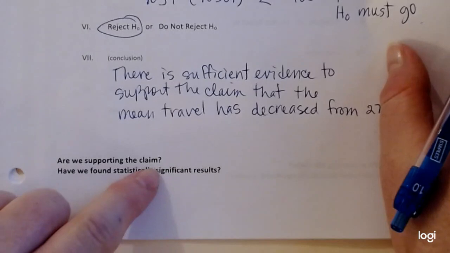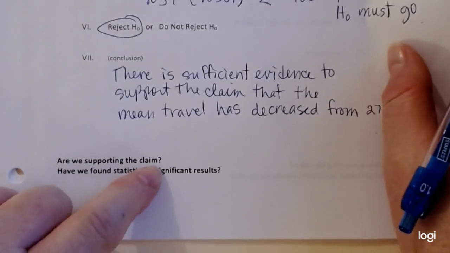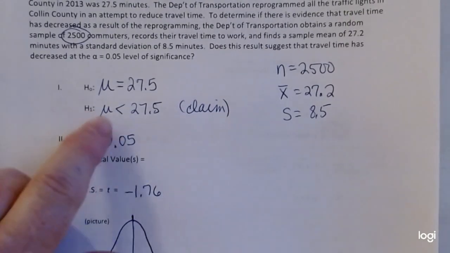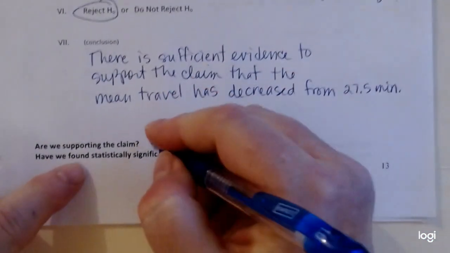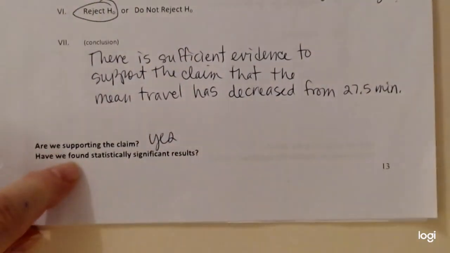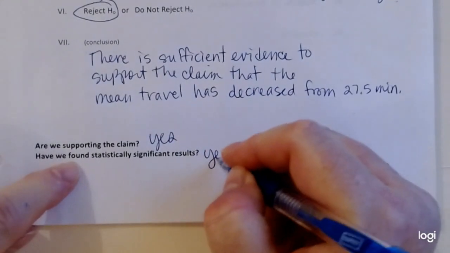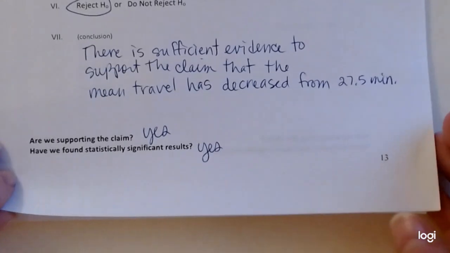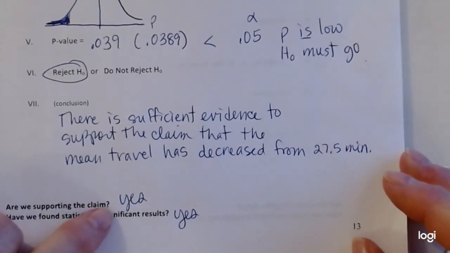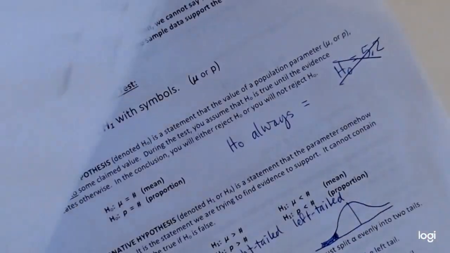Are we supporting the claim? Remember, the claim is H1, or the alternative hypothesis. This is the claim. So are we supporting the claim? Yes. Have we found statistically significant results? Yes. That's what it means when we support the claim. When we reject H0, it means that the evidence supports H1, which is the claim. All right, let's look at another example.